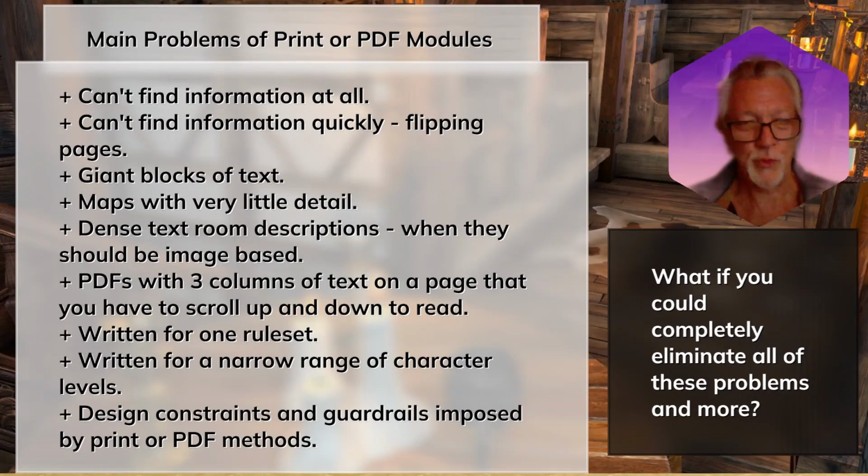You have dense text room descriptions when they should be image-based, really, because that's how you help to reduce large blocks of text. The more information you move onto the map, the less text you need. You get PDFs with 3 columns of text on a page that you have to scroll up and down to read. That's one of my pet peeves. Modules that are written for one rule set or written for a narrow range of character levels, like an RPG that is written for the rule set of D&D, or it's written for character levels 3 through 5.